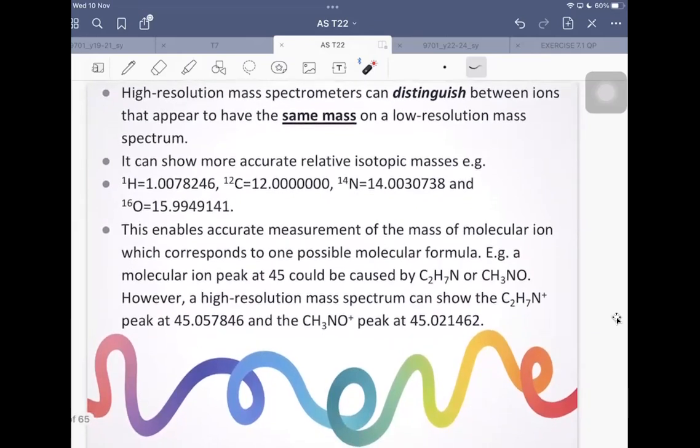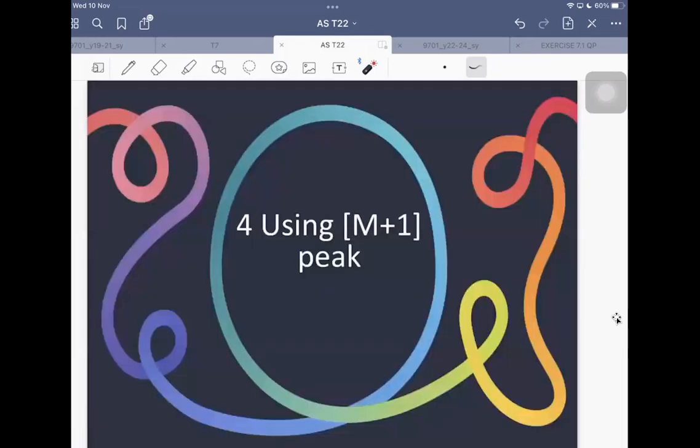Okay, so I will stop here because the next one will be the M+1 peak, and that's a longer section, and I don't want to have to stop in the middle of this section.